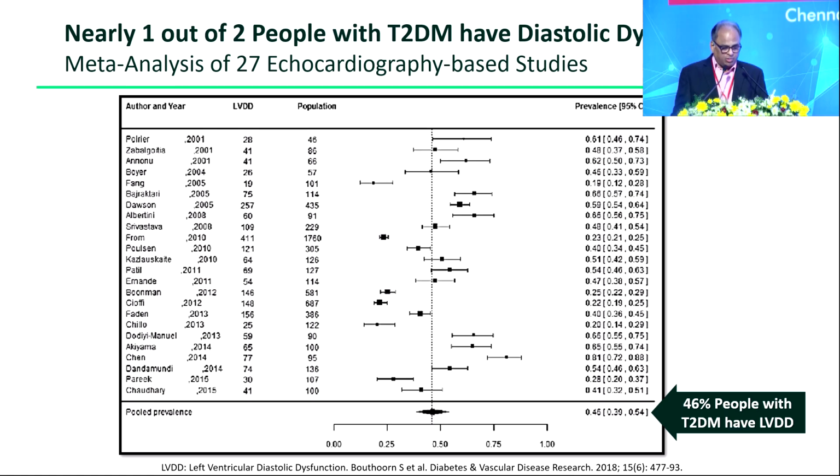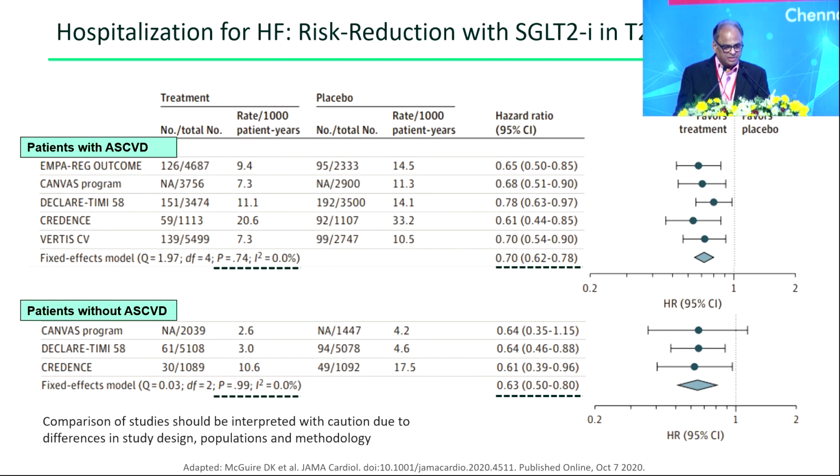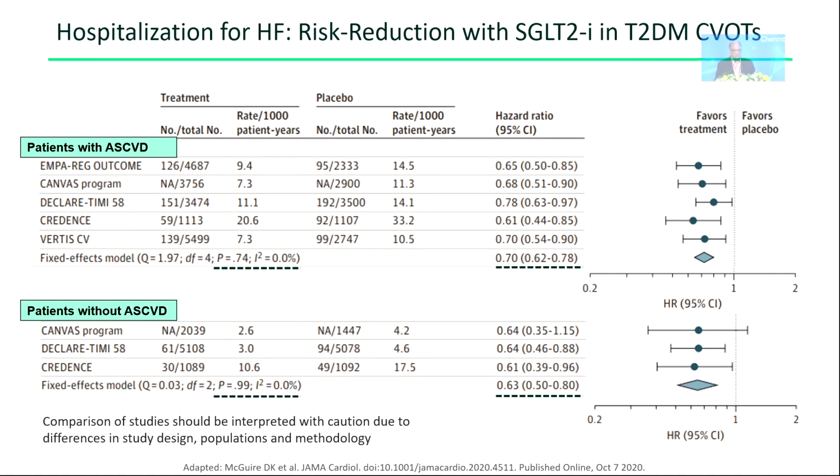Now, why we are talking about this 46% of the people who have LV dysfunction is that hospitalization for heart failure is going to come down when you use SGLT inhibitors. Apart from all the molecules in the range, we definitely have an improvement in hospitalization for heart failure, almost 35 to 40%. So this is another important point. Hospitalization for heart failure itself can be a reason for cardiovascular death as well. So if we can prevent that, I think we can reduce the cardiovascular death as well.